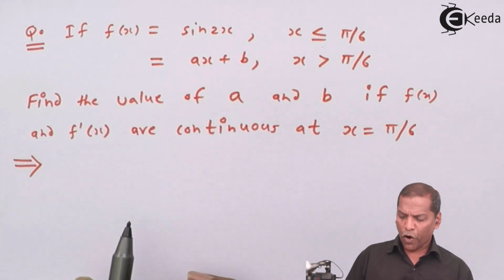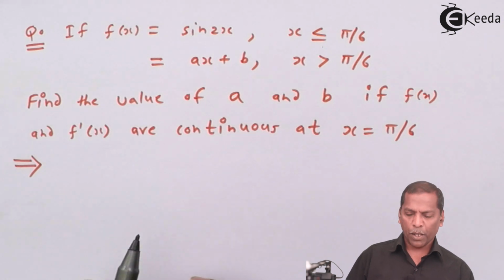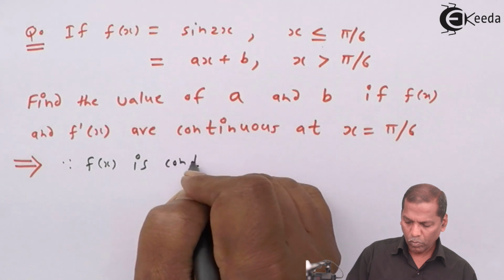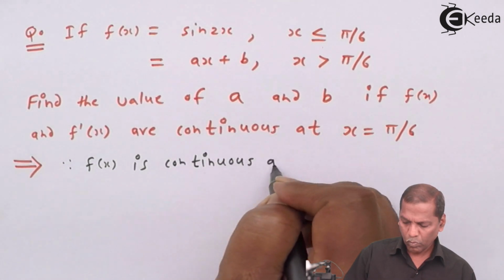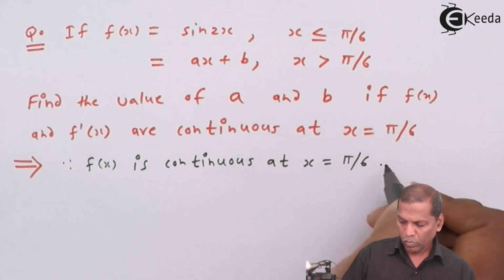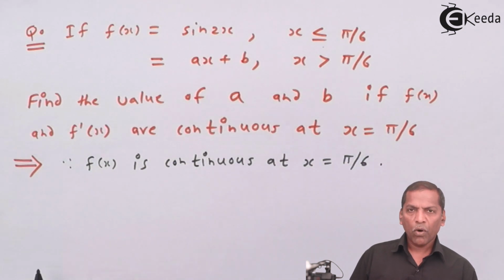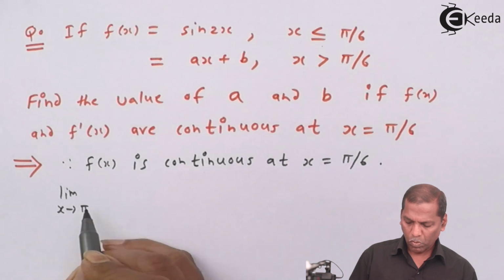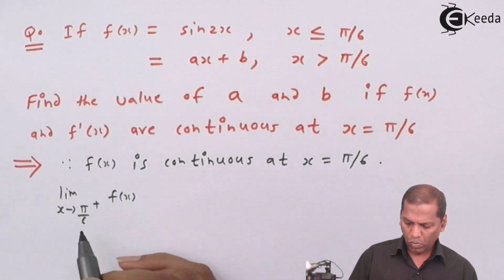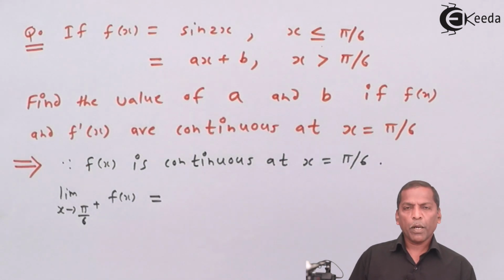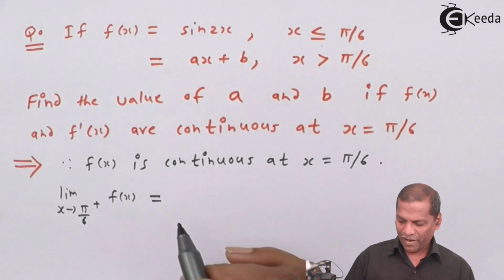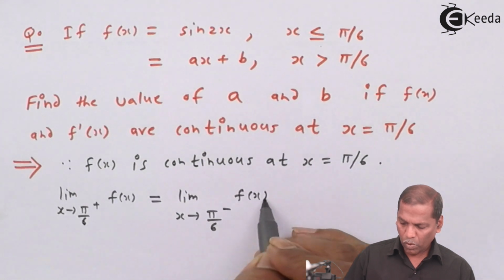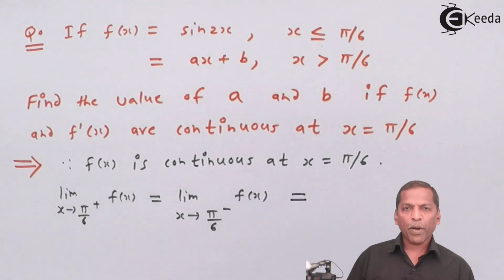First, we use that f(x) is continuous at x equal to pi by 6. So by definition of continuity, we have limit x tends to pi by 6 plus f(x) equal to limit x tends to pi by 6 minus f(x), that equal to f of pi by 6.